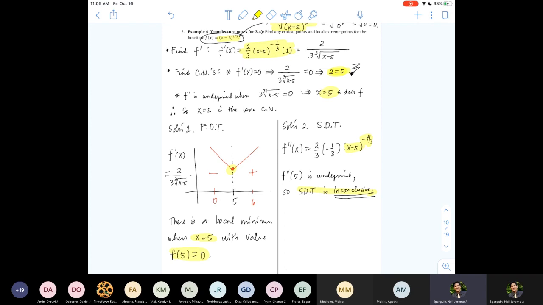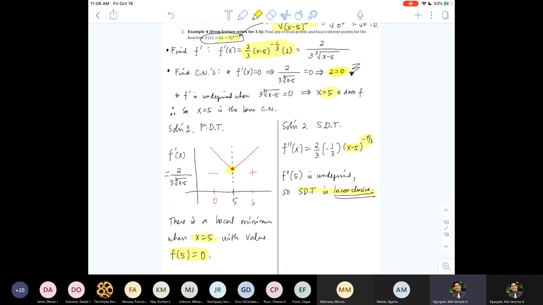But the good thing about the first derivative test, even though it entails a lot more work generally than the second derivative test, is that it will always give you one of three conclusions. Either you have a local maximum, you have a local minimum, or you have neither a local max nor a local min. It will never result in an inconclusive test.